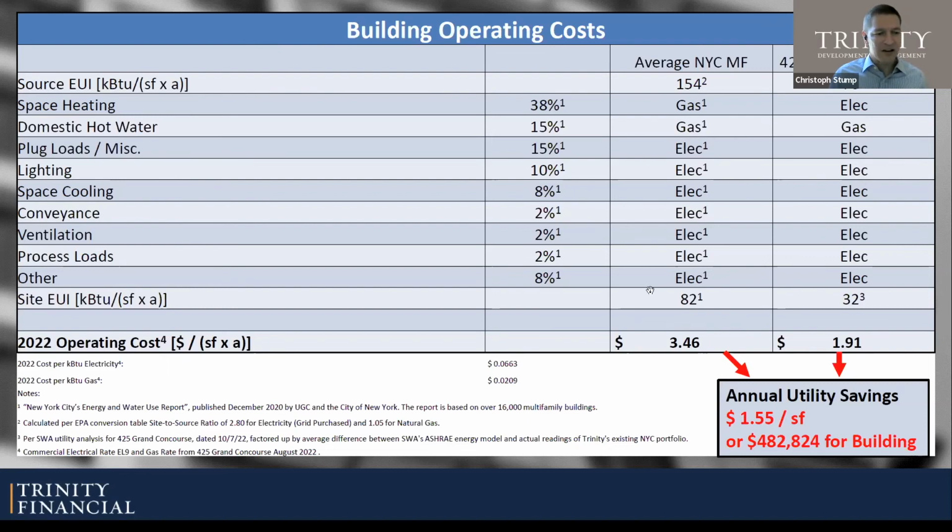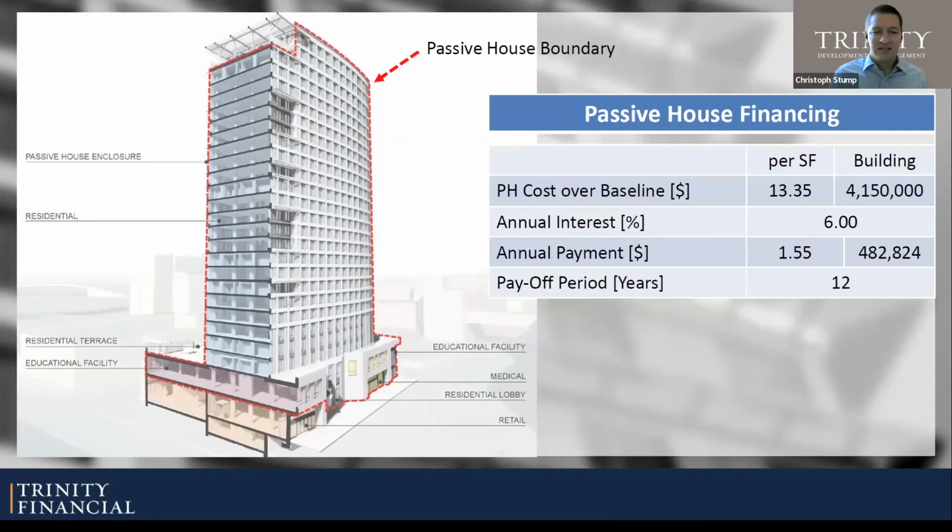The savings is $480,000 for the whole building. That's not insignificant, and you can just put that into a calculator. Here, I assumed an interest rate of 6%, changes daily, but you have to assume something. And with these $480,000 per year to pay back the $4.1 million in initial added costs, that's a payoff period of 12 years. Might change slightly. Is it instant? It's not instant. It takes a few years, but it's a very reasonable time frame.